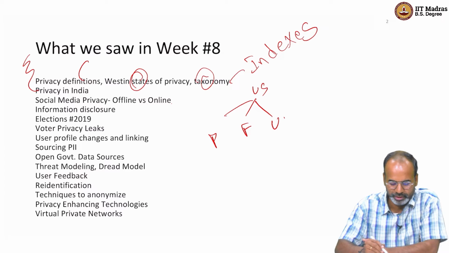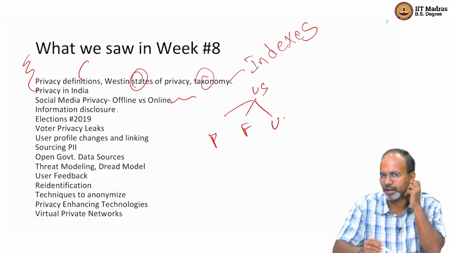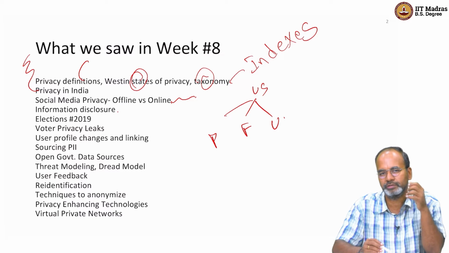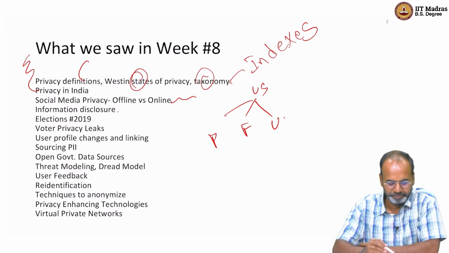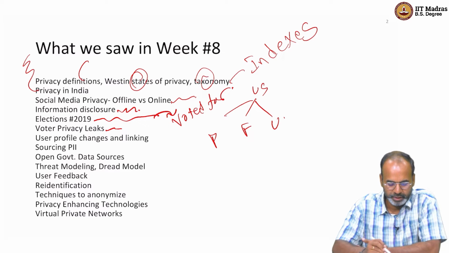Then social media, privacy, online versus offline. In the earlier parts of the course, we also looked at privacy policies of different social media companies. Information disclosure, how much PII is shared on social media, how can it be used. We specifically looked at some examples from elections where you could actually derive who somebody voted for. Voter privacy leaks, that's the topic.